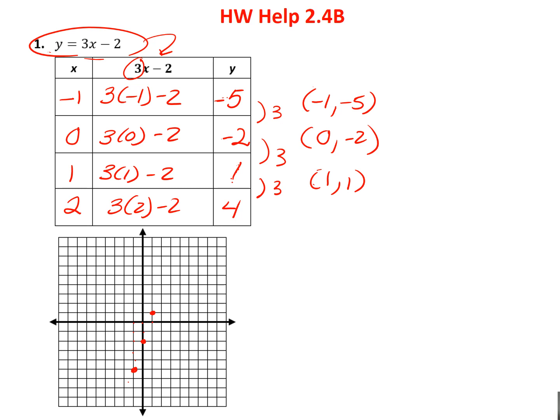And then our last one is 2, 4. So from the origin, always start from the origin, x is 2 and then up 4. And that's our points, and now we can simply draw a line through that. And so if I draw my line here, through here, and that's my answer, straight line.